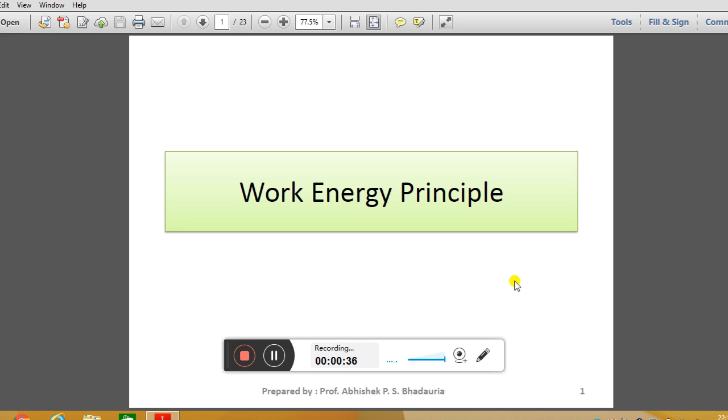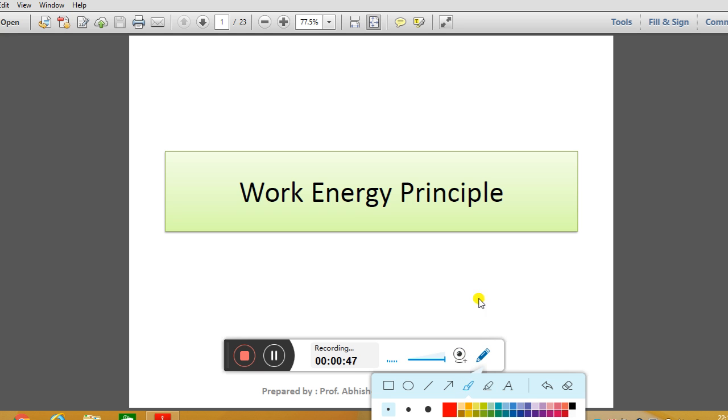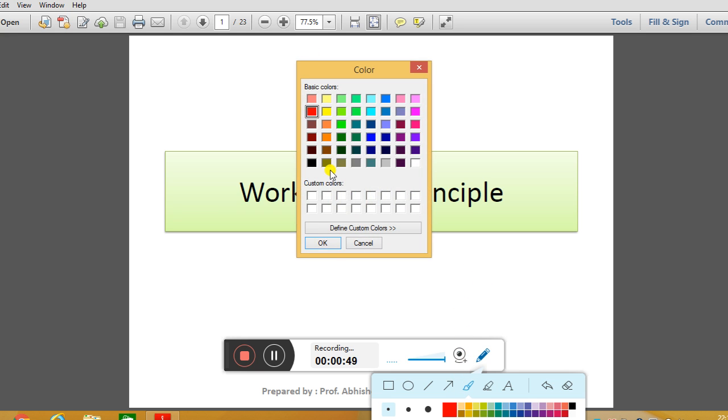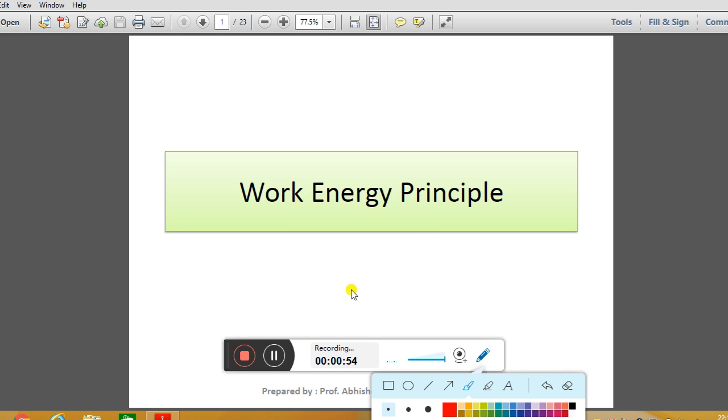Basically, in the work energy principle, there is no need to find the acceleration of the particle. So it provides a quicker solution. Okay, so this is the advantage of the work energy principle.